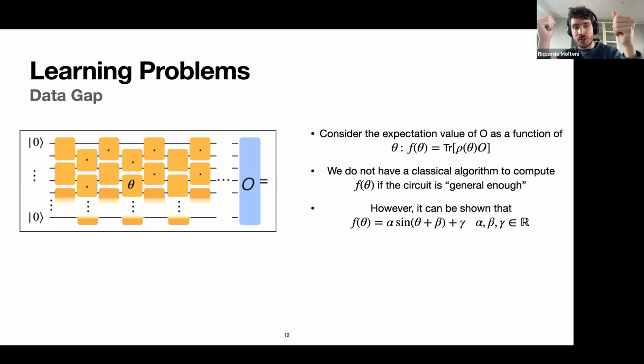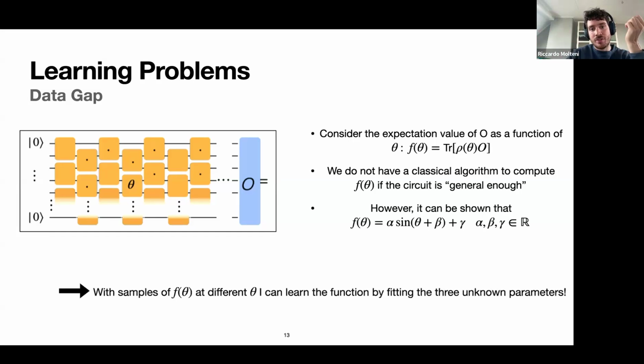However, from the generalized parameter-shift formalism, I don't know if you're familiar with it, basically we know that the output of this expectation value with respect to theta is a trigonometric function. Moreover, it's a trigonometric function where the only three unknown parameters are alpha, beta, and gamma. But then what happens? If I give you training samples, so samples of f of theta for different theta, let's say just for three different theta, and again, training data are just theta and the evaluation of f of theta, then I can fit this function, right? I can fit it for the unknown parameters and I can learn the function. So this is an example of why data can really change the hardness of a computational problem.